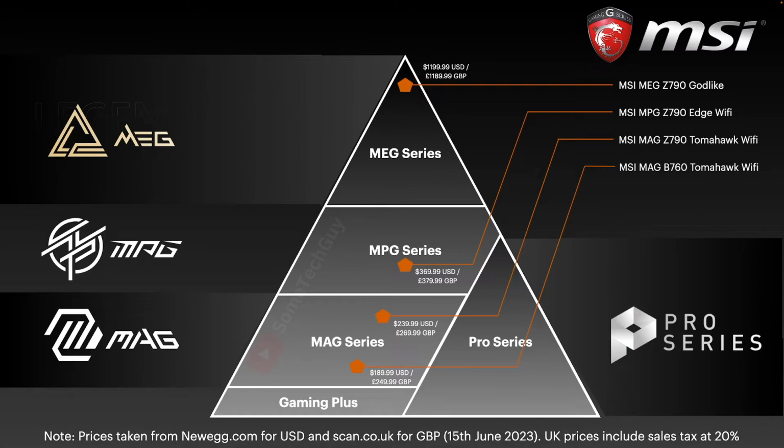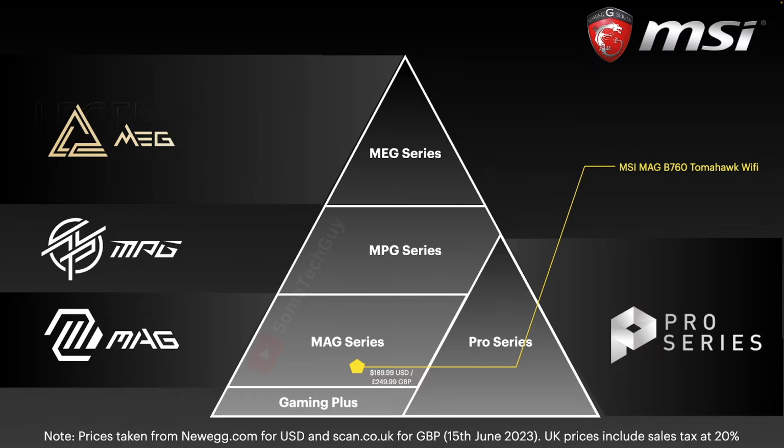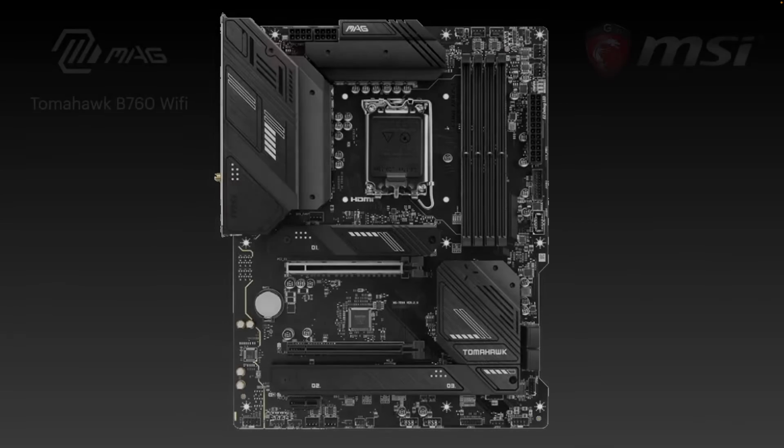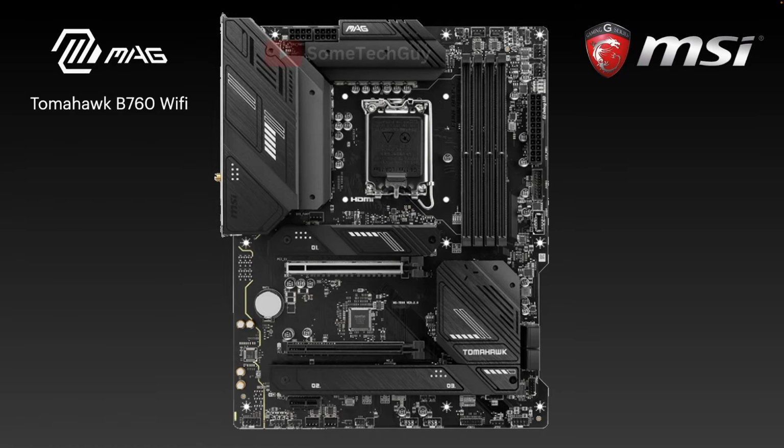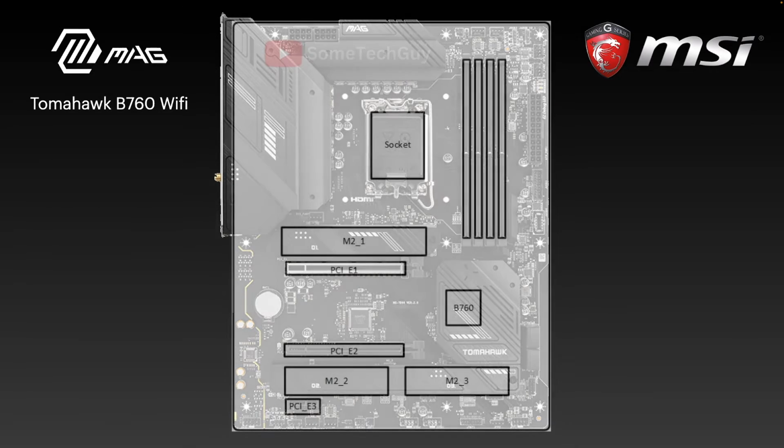Does it offer any meaningful connectivity advantages to justify that price tag? Okay, starting with the B760, which is priced at $190. First of all, we can see that there are 16 lanes of PCIe 5 connectivity directly from the socket to the PCIe 16X primary slot, most often used for the GPU.